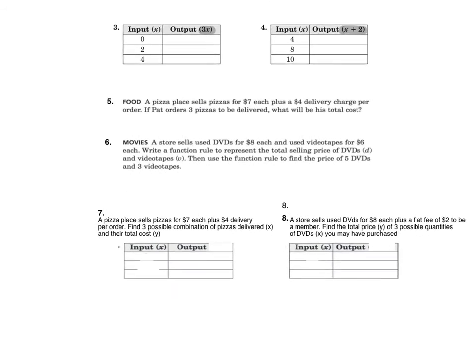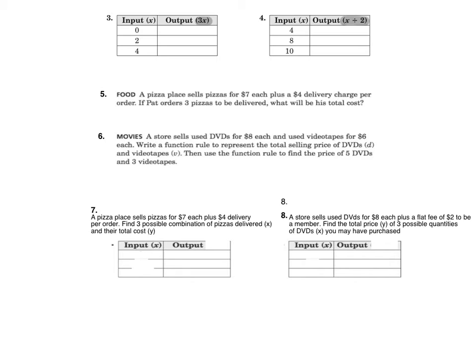I know a lot of times you guys look at them quickly, and you just give up before you even try. So my first one here says a pizza place sells pizzas, let me use the highlighter for that, for $7 each, plus a $4 delivery charge per order. If Pat orders 3 pizzas to be delivered, what will his total cost be?